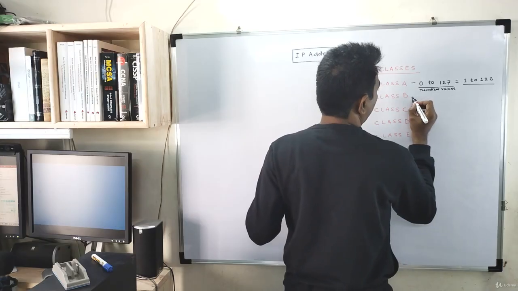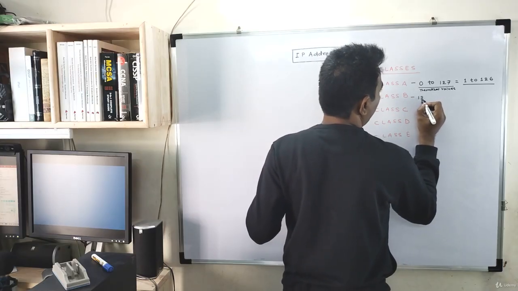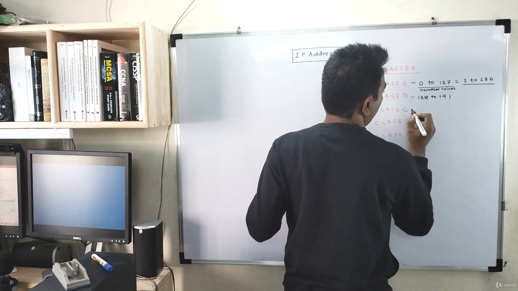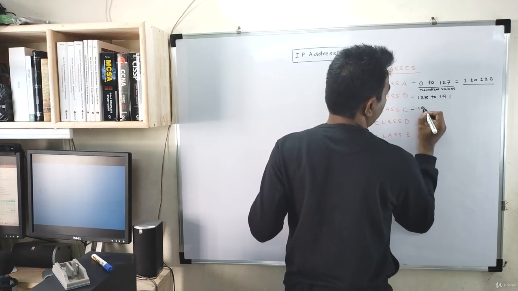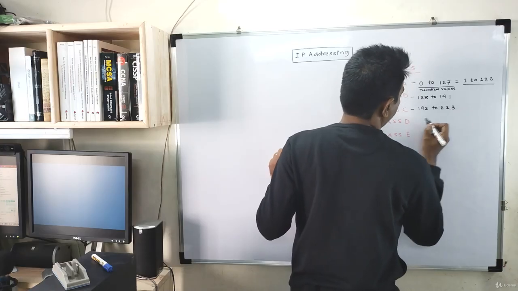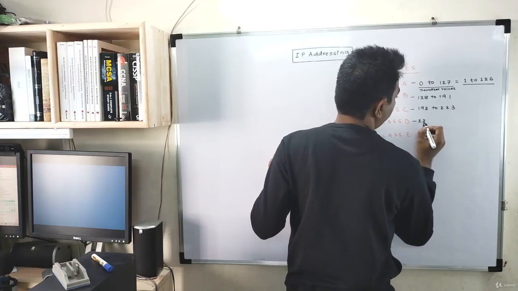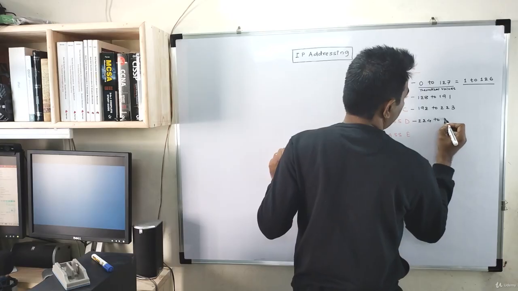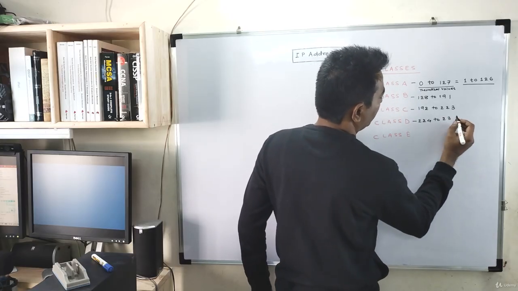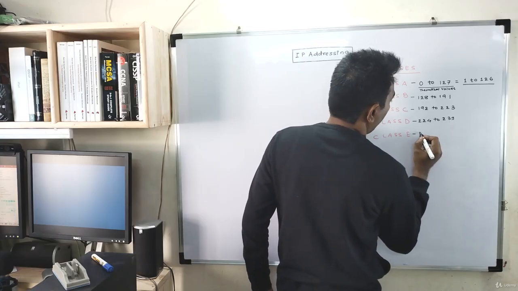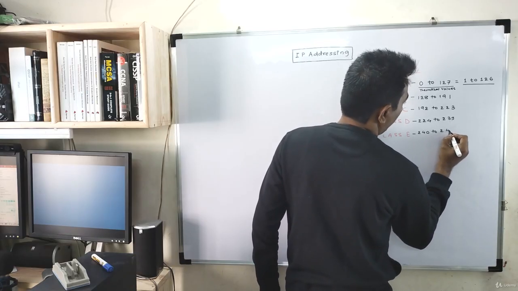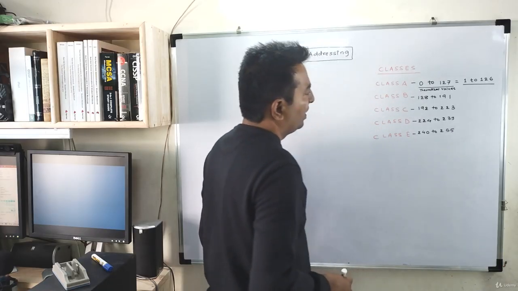So in the same way for class B, it is 128 to 191. Class C is 192 to 223. Class D range is 224 to 239. Sorry, it is 239, and then 240 to 255.